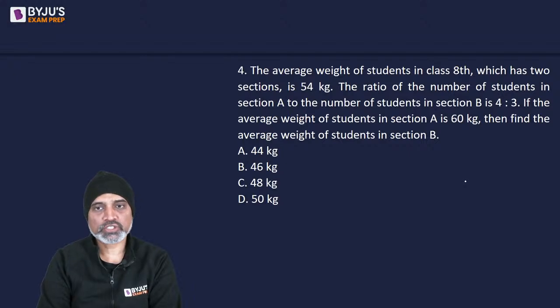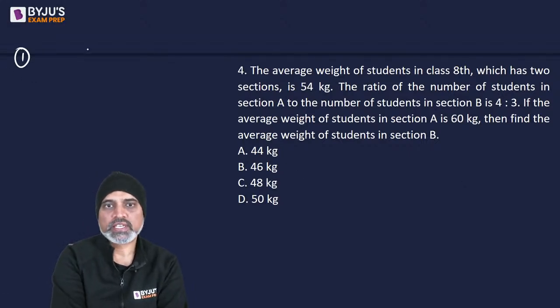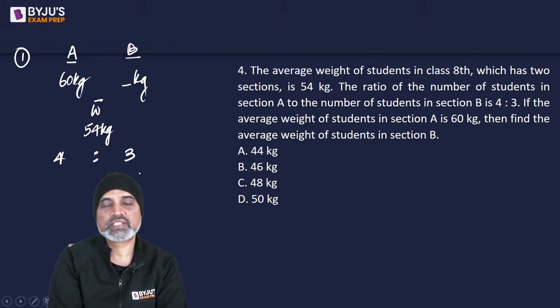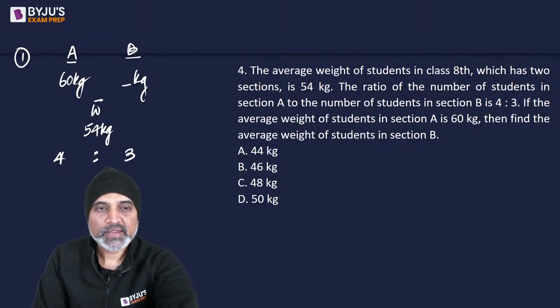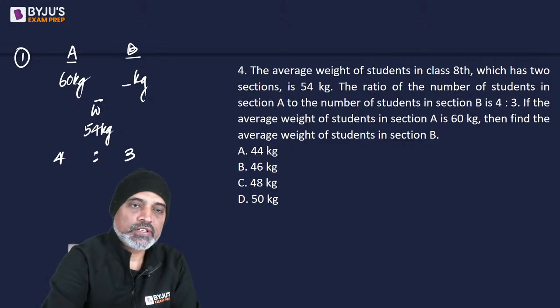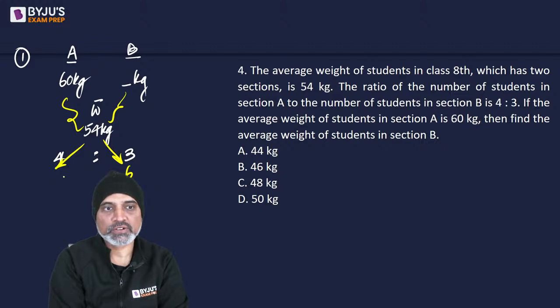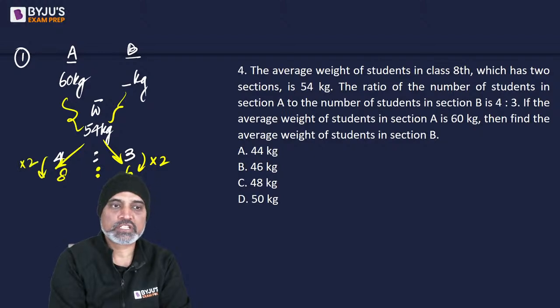I will be discussing both the ways. The first one is alligation. So using alligation, we know that in section A, the average weight is 60 kg. In section B, we don't know the weight. The average weight is given as 54 kg, and the ratio in which these students are brought together is 4:3, right? So using alligation, 60 and 54, the difference will be 6. This difference should be how much? So 4:3 can also be written as 8:6, right? So if we have doubled the right hand side, we are supposed to double the left hand side.